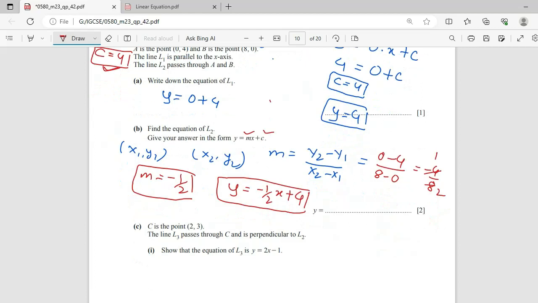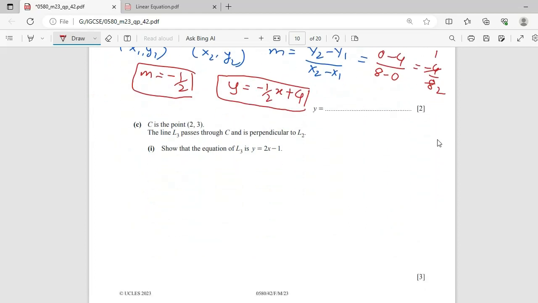Okay. Now moving to the third point. Third question. C is the point which is 2 comma 3. The line L3 passes through C and is perpendicular to L2. Now we have to identify the equation of L3. It is already given. We have to identify whether it is 2x minus 1 we are getting or not. So C is one point which it is passing through, which is 2 comma 3, and this L3 is passing through C and is perpendicular to L2.